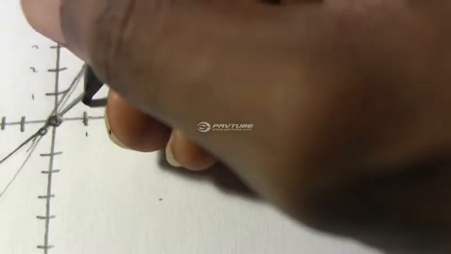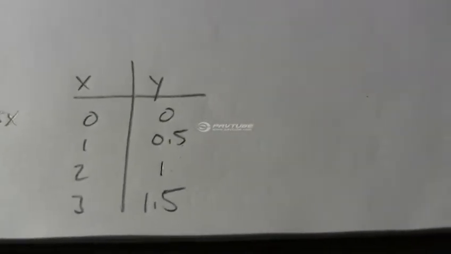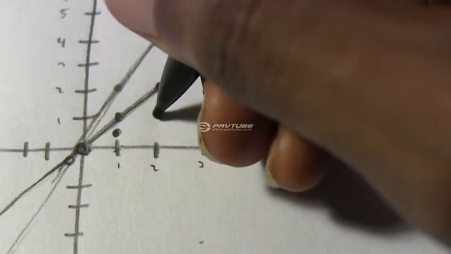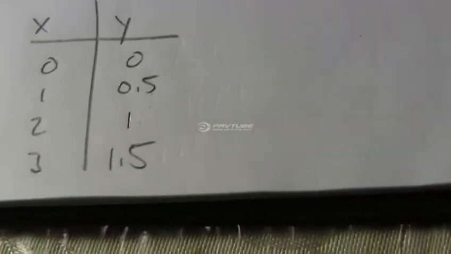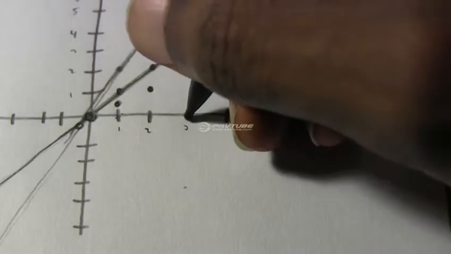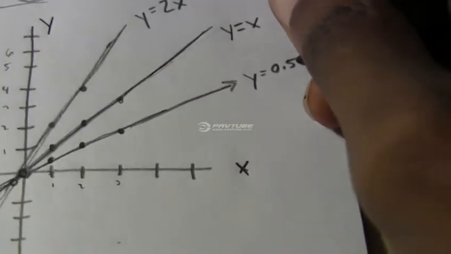So now it's going to get a little hairy in here, but we're at 0.5. For 2, we said 1, so we're at about here, next to 1. Going to 3, we've got 1.5. Alright, so now if we draw our line to connect all of our dots, look at that. It looks just like we thought it would look. Y is equal to 0.5x.